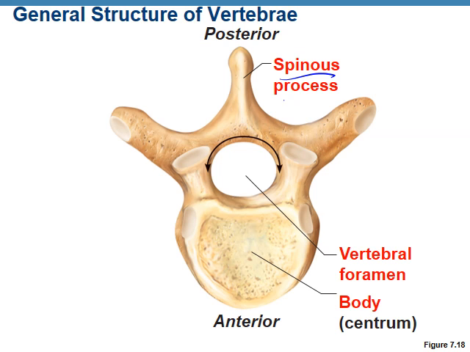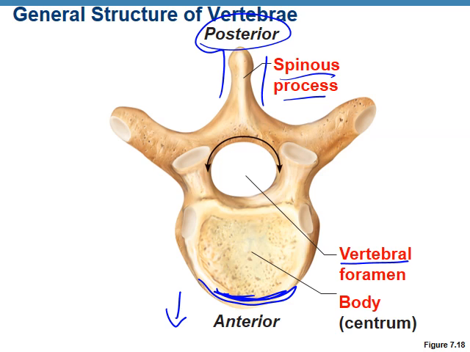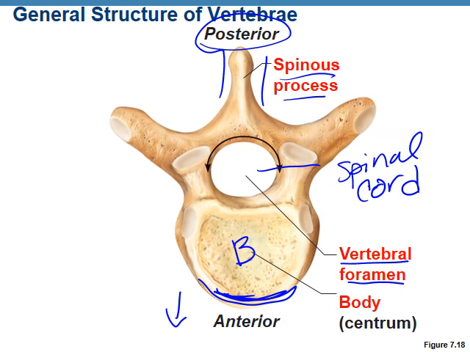So here's our spinous process, and it sticks out on the posterior side. So these are the bumps you feel in your spine or your spinal column. Then we have the anterior section, which is rounded. This is facing towards the front. This is facing towards your organs in your thoracic or abdominal cavity. This is the vertebral foramen. This is where our spinal cord is going to travel. And then this section is the body.